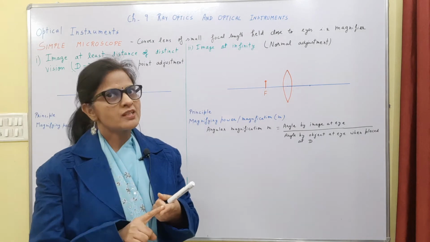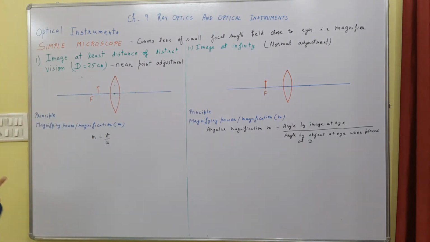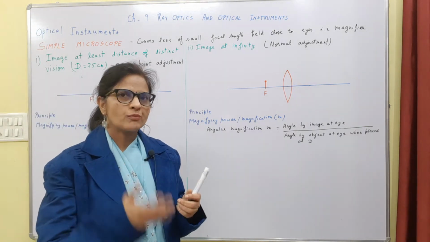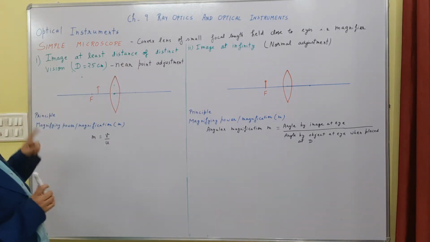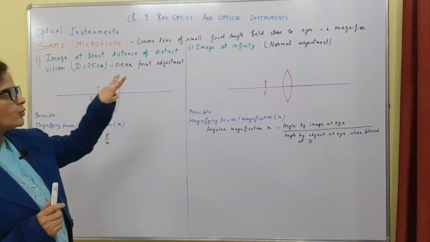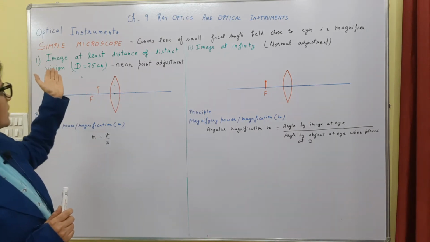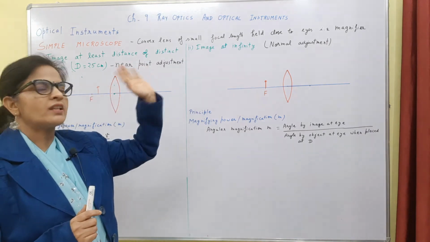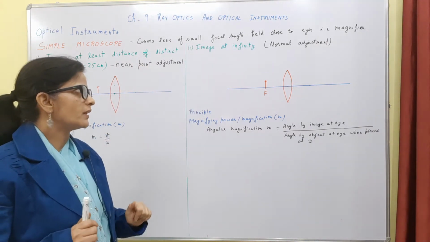And you have used this while doing the experiment on the traveling microscope, right? To check the readings which are written in very small letters, we have to use this magnifier or simple microscope. We have to study this for two positions. One is the setting where the image is formed at the least distance of distinct vision, and the second is the setting when the image is formed at infinity, which is also called normal adjustment.